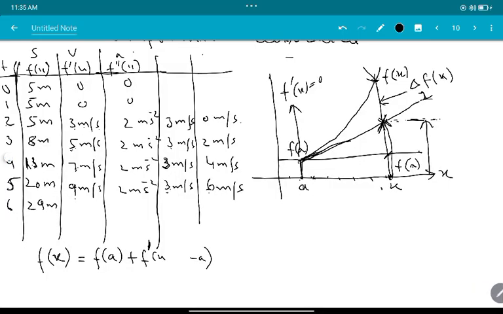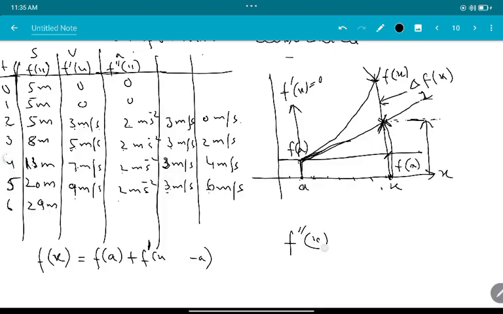Since f dash x is constant, now f dash x is constant. Not in this case. f dash x is not constant. It is f double dash x that is constant. Here f double dash x is constant.